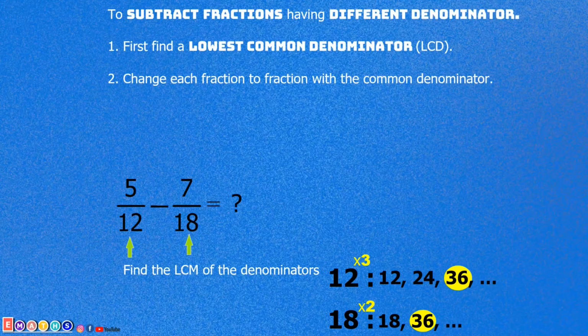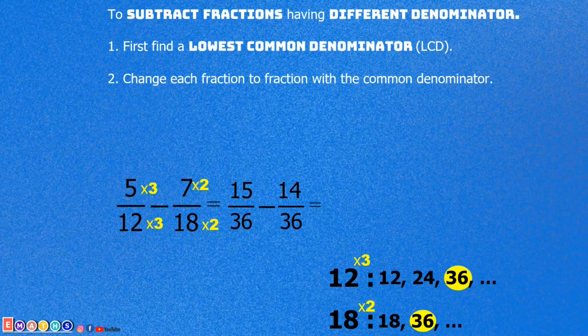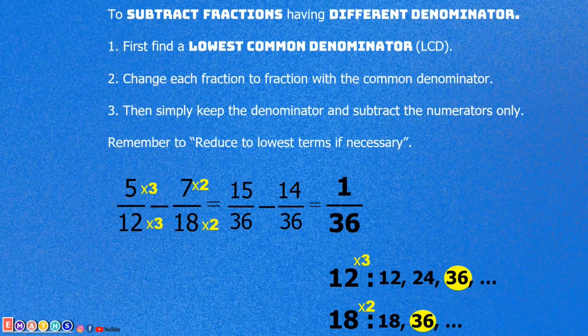Changing now each fraction to have the common denominator, we first multiply the first fraction top and bottom by 3. Similarly, we multiply top and bottom of our second fraction by 2. Now both our fractions have a common denominator. We simply keep our denominators unchanged and subtract the numerators only. Remember to reduce to lowest terms if necessary.